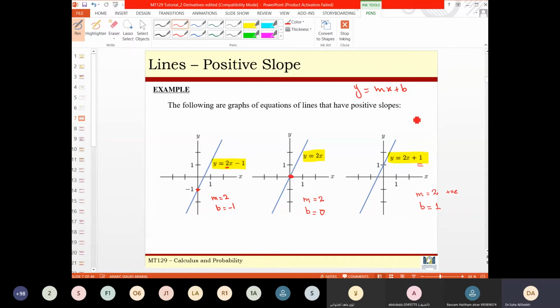Notice that the 3 lines are parallel. We call them parallel. If I call this one line 1, this one line 2, and this one line 3, then line 1 is parallel to line 2, parallel to line 3. Why? Because the slope is the same. All of them have the same slope but the cutting is different. One time I cut at -1, one time I cut at 0, one time I cut at 1. Does this make sense?